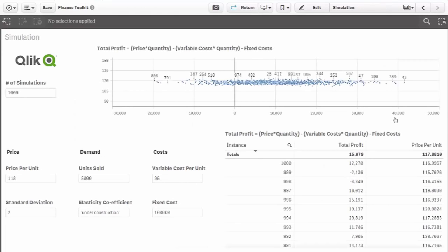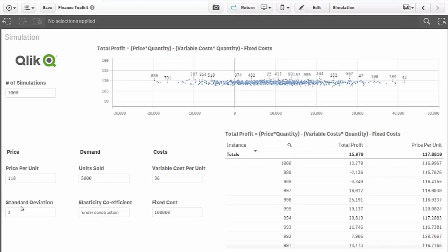Let's take the combination of the total profit equation and the ability to handle complex mathematics and see what happens when I actually turn this into a simulation exercise. In this particular case, I've got a single assumption called price of $118. I'm going to put that price out on a normal curve with a standard deviation of 2, 1,000 times. So essentially I'm creating a Monte Carlo simulation simply on price. Now this can be done on many other assumptions, but I'm simply focusing on price at this point.